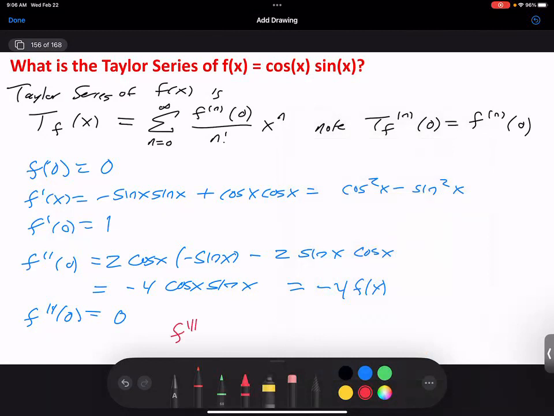f triple prime of 0 would have an extra factor of -4, so it would just be -4. And then the fourth derivative at 0 would be 16.